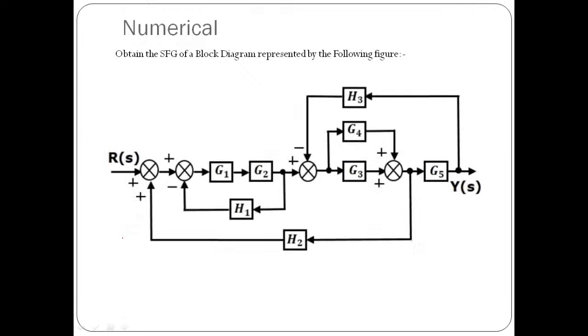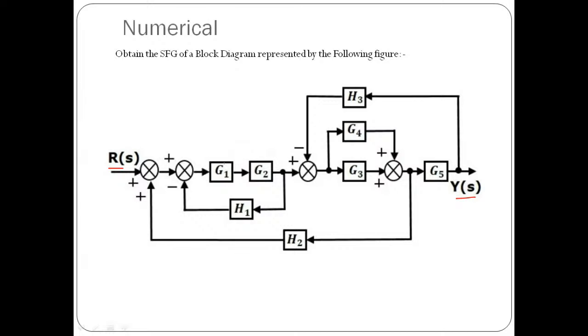Suppose we have a system represented by a block diagram like this, where we have summing point, takeoff point, the main reference input R(s), and the final controlled output Y(s).